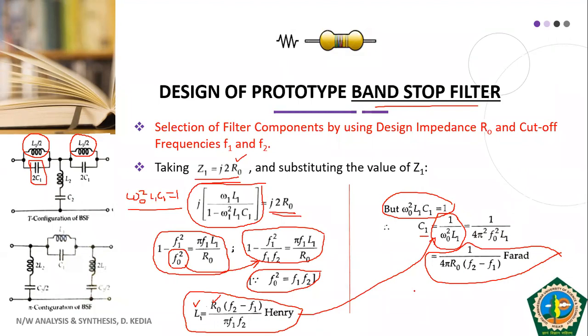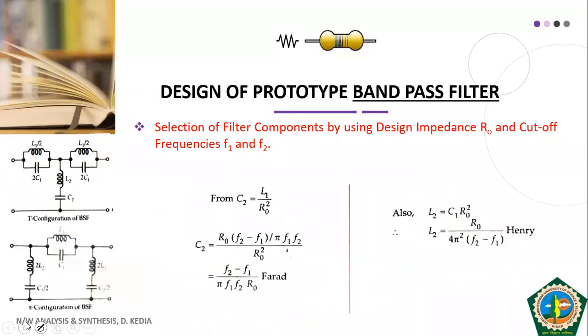Okay. In fact, you may substitute this, or you may substitute another expression also. Same result will come. So we have C1 equal to 1 by 4 pi R naught into F2 minus F1. So this way we will be determining C1, and from C1 we can obtain twice of C1. Now our job is to find out the parameters of your shunt arm, that is your L2 and C2.